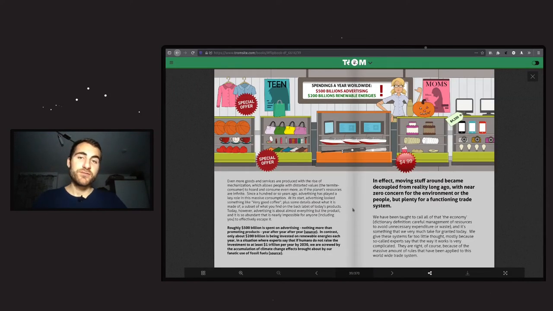Even more goods and services are produced with the rise of mechanization, like also think about the Industrial Revolution. But that also allows the people with distorted values, here it says the termite consumer, to hoard and consume even more, as if the planet's resources are infinite. And of course, advertising plays a huge role in that.